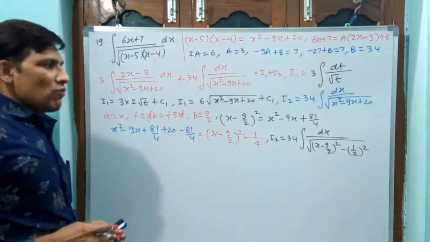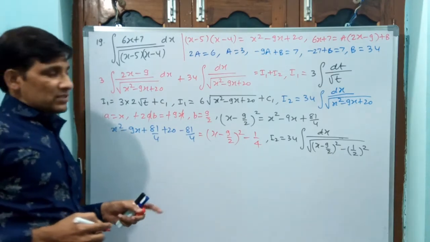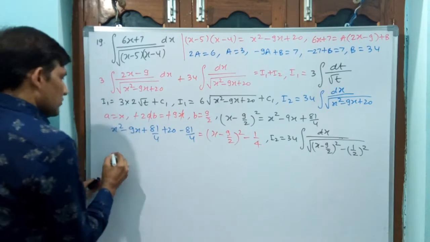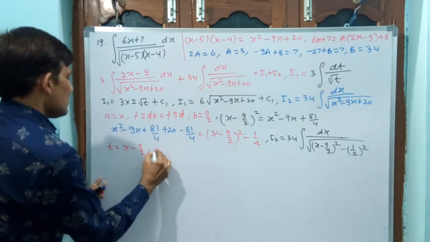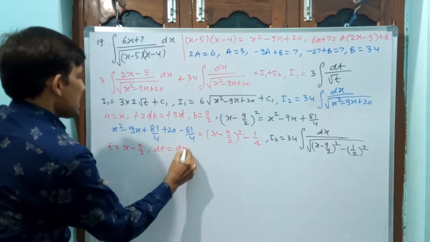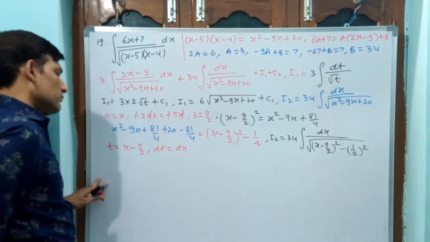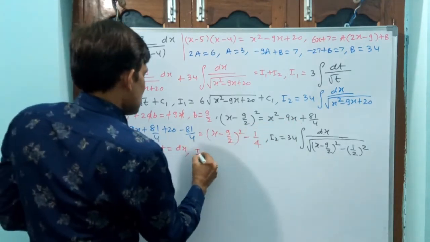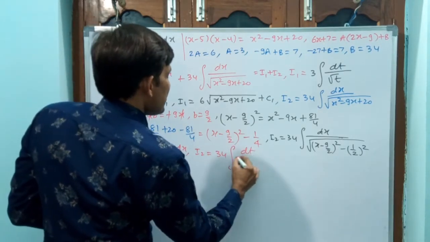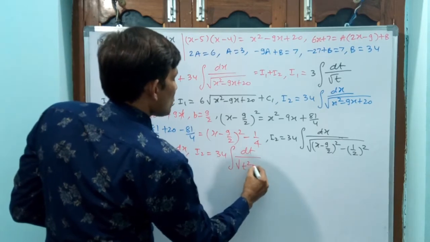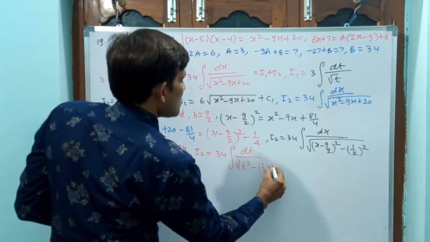Now come back again. You have to first take this as t and write dt also. Let t is equal to x minus 9 by 2, then dt will be dx. Why? Because only x is there, dx will come. Again you rewrite this I2. I2 is equal to 34 integral dt by square root of t square minus (1 by 2) whole square.